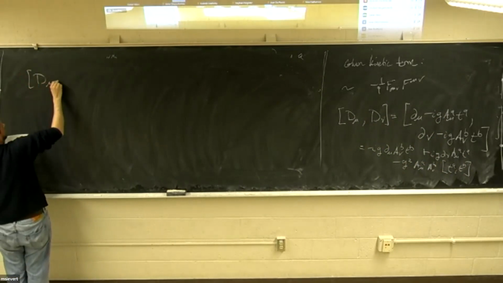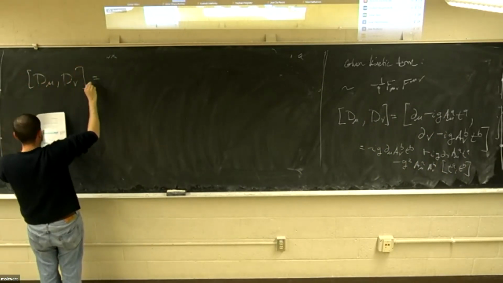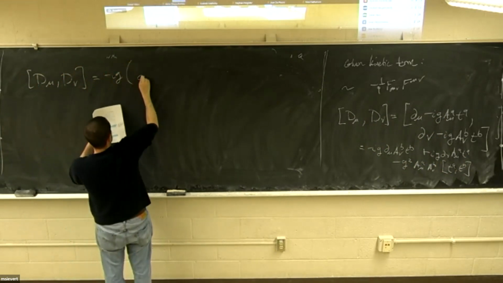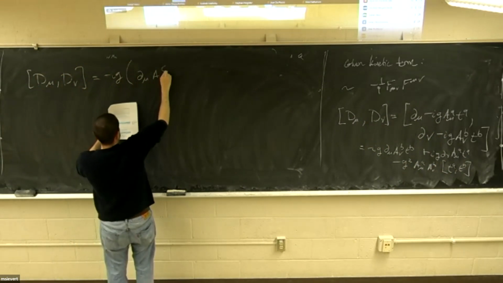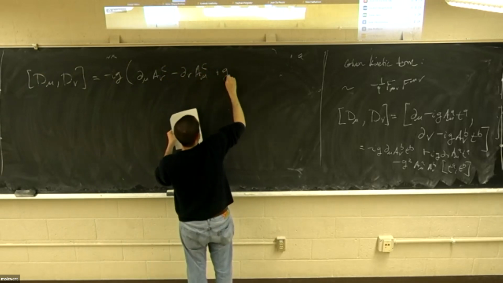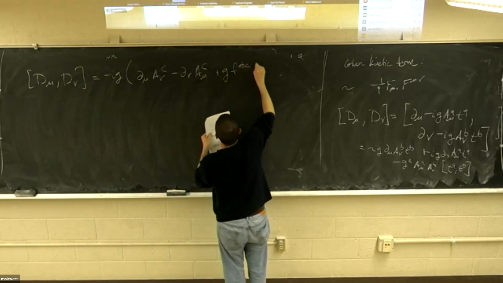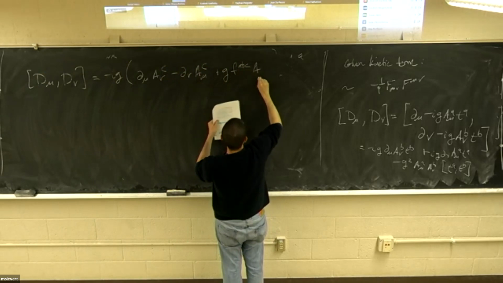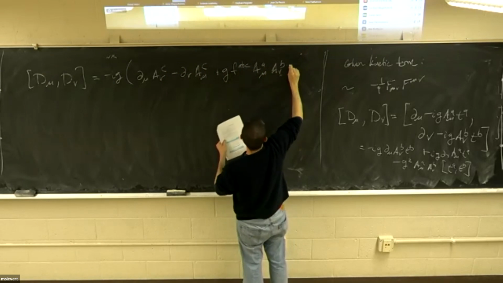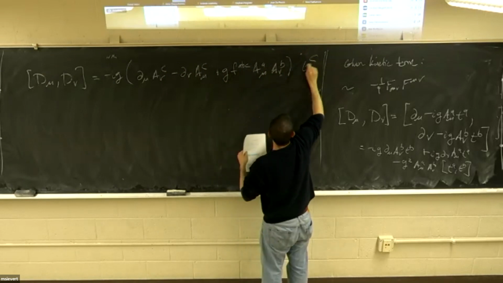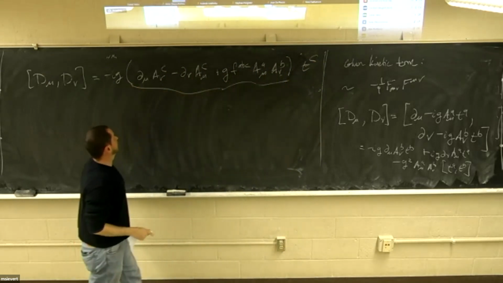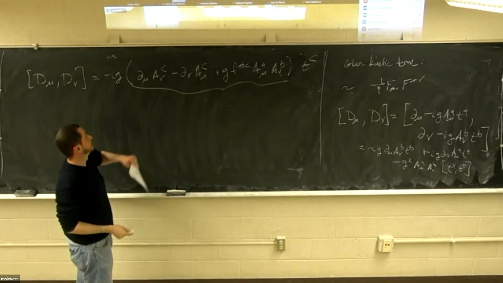And I find that my commutator of covariant derivatives, D_μ D_ν, is minus i g times the quantity ∂_μ A_ν^c minus ∂_ν A_μ^c plus g f^{abc} A_μ^a A_ν^b, times T^c. So this object is the one that generalizes the field strength tensor for the non-abelian case.